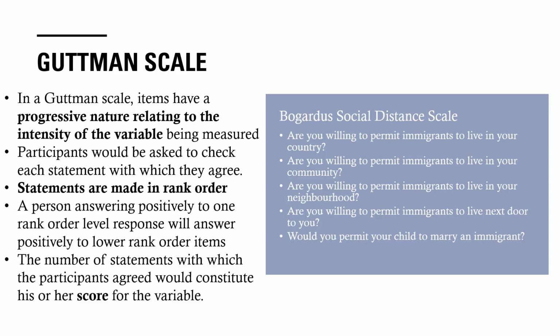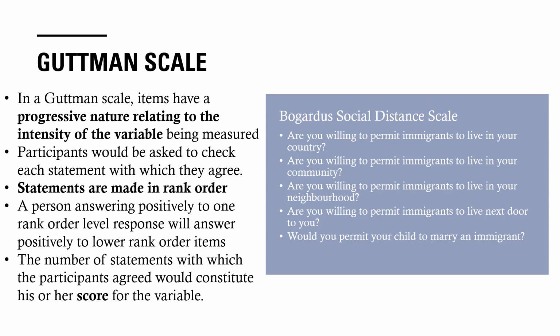So a person would go through each of these statements and just provide a check if they agree with that statement. These statements include: are you willing to permit immigrants to live in your country? And then the statement intensifies: are you willing to permit immigrants to live in your community? Are you willing to permit immigrants to live in your neighborhood? Are you willing to permit immigrants to live next door to you? Would you permit your child to marry an immigrant?